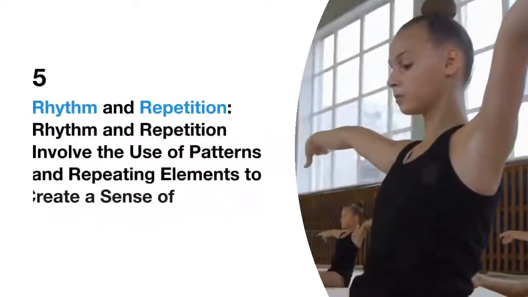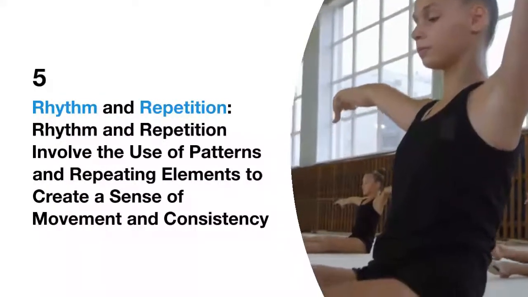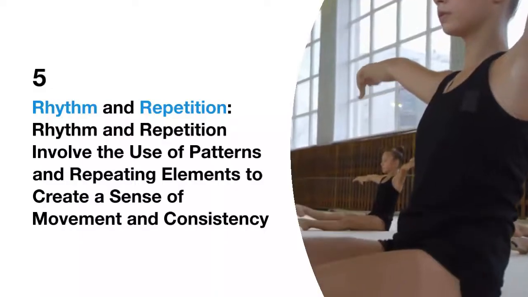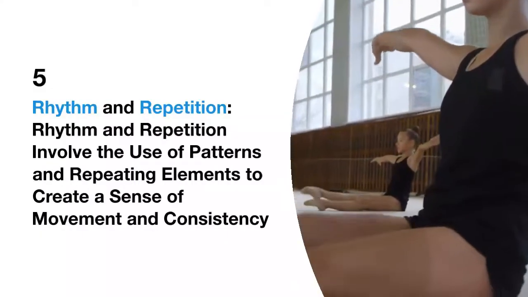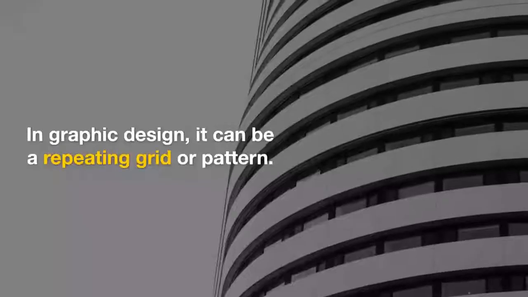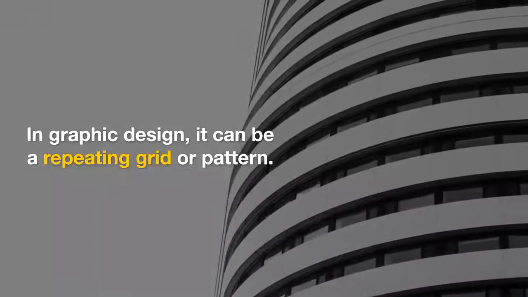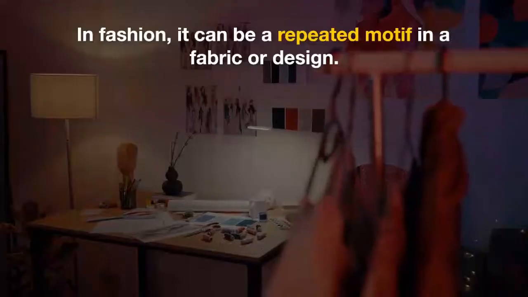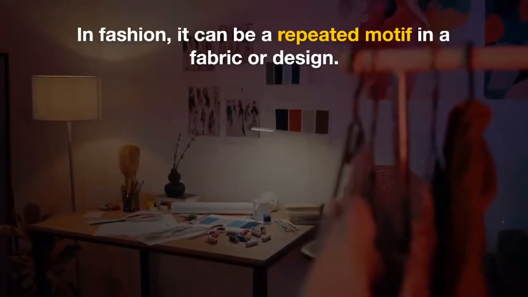Number five, the rhythm and repetition. Rhythm and repetition involve the use of patterns and repeating elements to create a sense of movement and consistency. In architecture, it can be the repetition of design motifs. In graphic design, it can be a repeating grid or pattern. In fashion, it can be a repeated motif in a fabric or design.